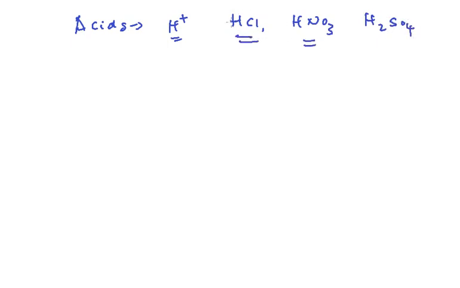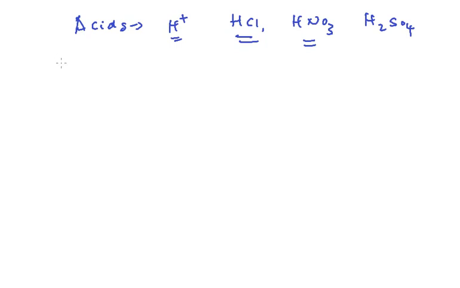Okay, before doing some examples, I would like to explain how we name acids. Acids are compounds that have hydrogen ions. So if you have a compound like HCl or HNO3, H2SO4, all these are acids because they have hydrogen ions in them. So how do we name them? There is a simple logic, a simple way for that.